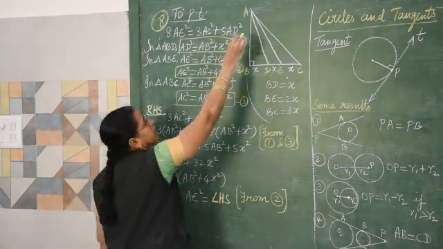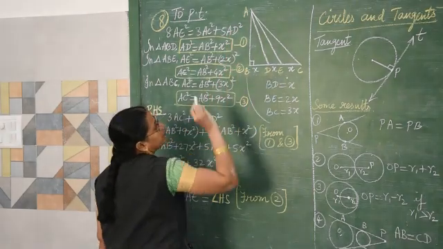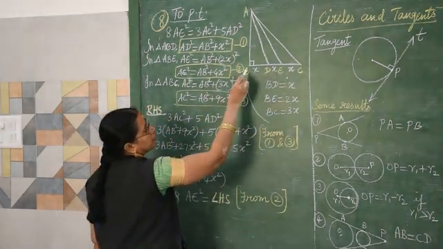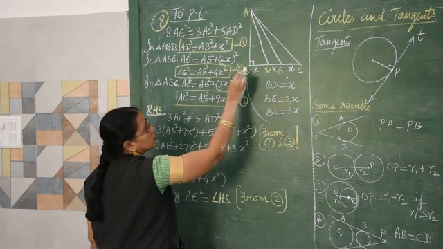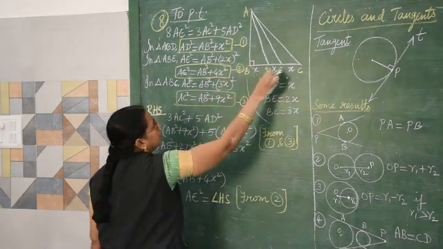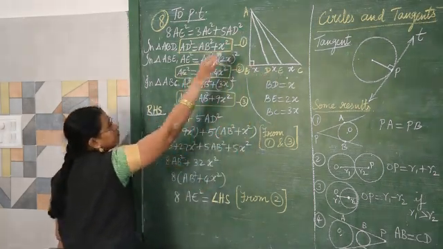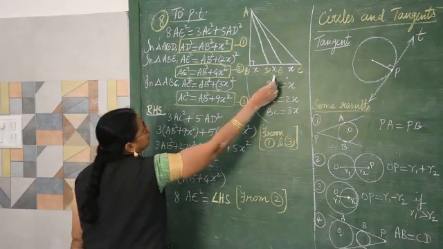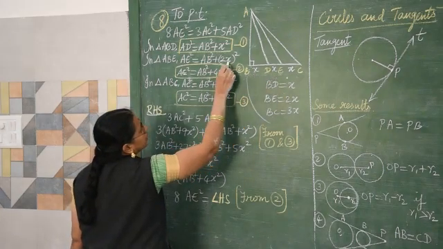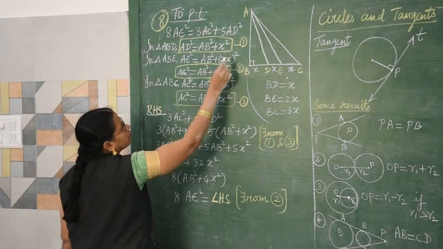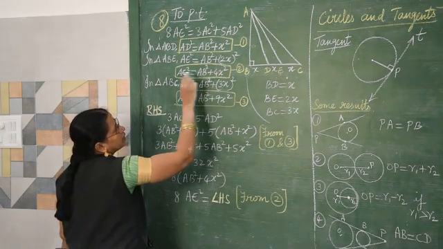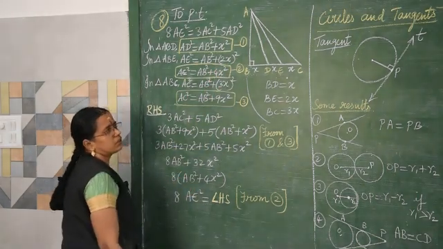Then take the triangle ABE. In ABE also B is a right angle. So by Pythagoras theorem, AE square equals AB square plus BE square. What is BE? 2x, the whole square. Whenever you are squaring, 4x square. So let us take this as equation 2.